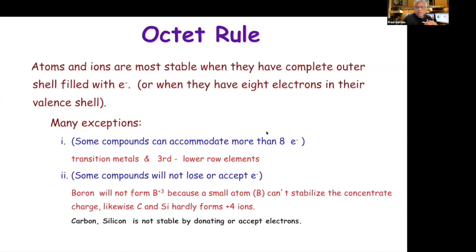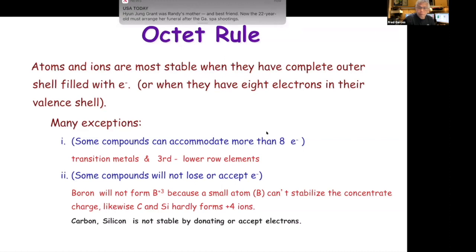And then you can also have compounds in which it doesn't need 8. Sometimes it's just happy with 4. Sometimes it's happy with 6, like boron and beryllium. Okay, but after boron and beryllium, these chemicals always want 8 electrons.